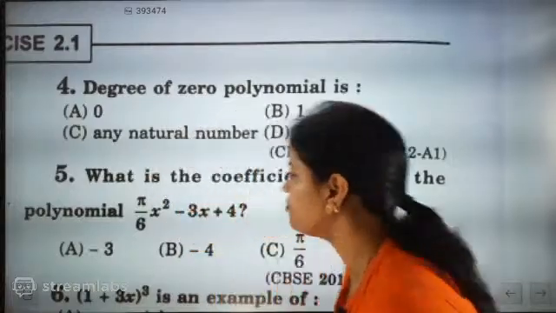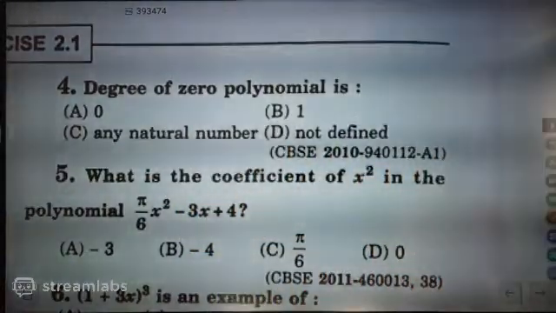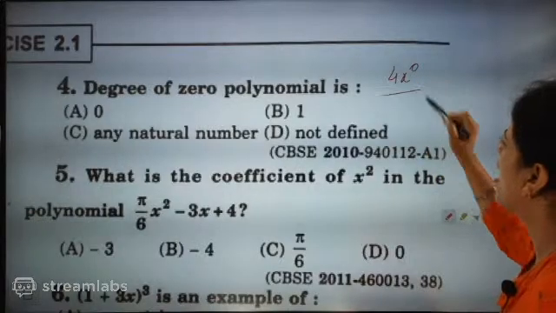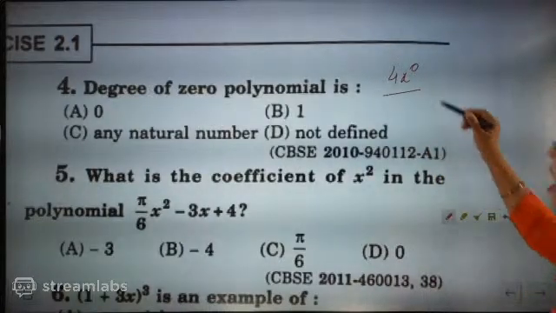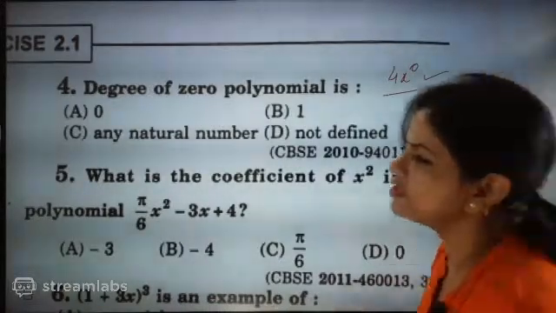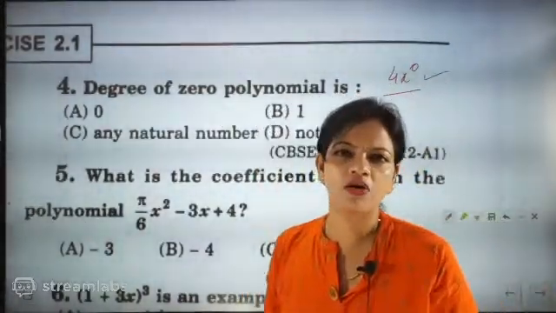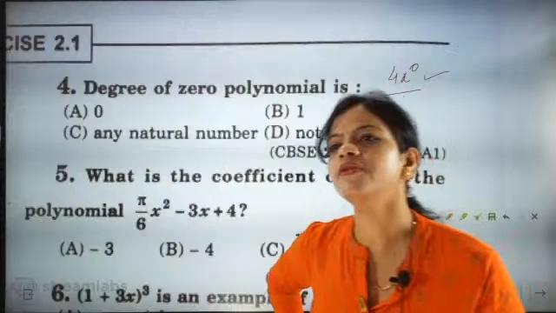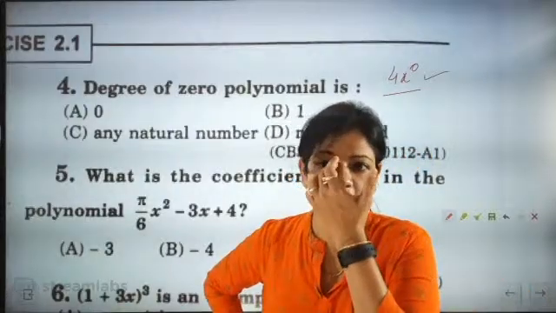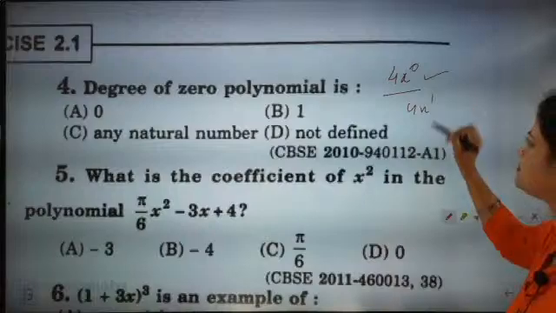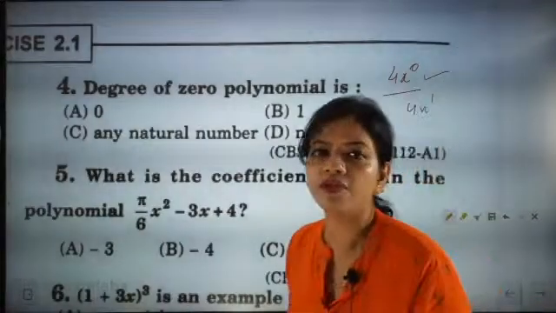Yes, zero polynomial means what, beta? The degree will be 0. Okay, so it will be a constant number. And if somebody asks you what a linear polynomial is, linear polynomial means the degree will be 1.